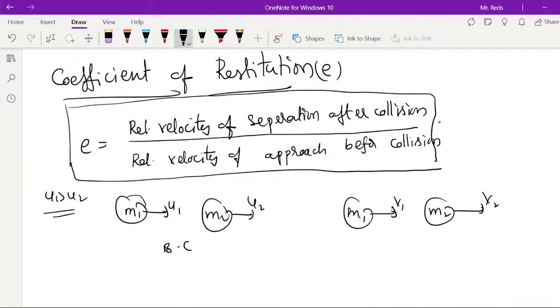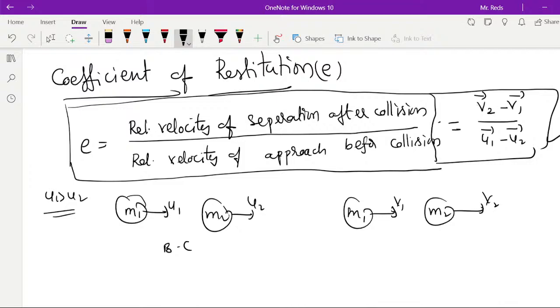So the relative velocity of approach can be taken, in vector form also, as u1 minus u2. The relative velocity of separation will be v2 minus v1. In vector form, you can write v2 vector minus v1 vector. The relative velocity of approach is u1 minus u2, where u1 is greater than u2, or u1 vector minus u2 vector. This is a mathematical way of representing the coefficient of restitution.